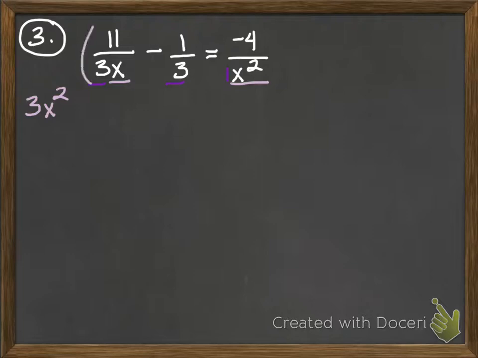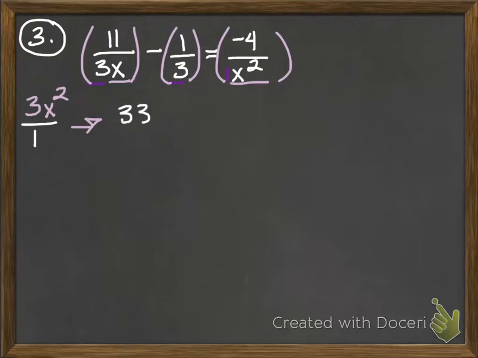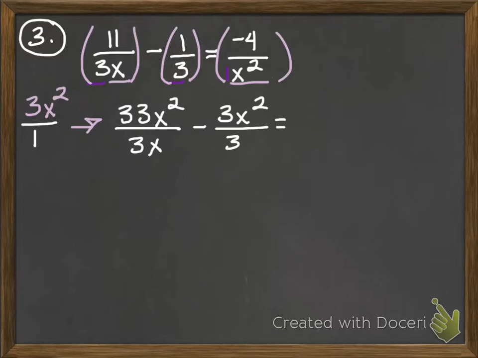So now we're going to go in and multiply my fractions. There we go. All right, so this is 3x squared over 1. So 3x squared times 11 is 33x squared over 3x. All right. 1 times 3x squared is 3x squared. 1 times 3 is 3. And 3x squared times negative 4x is negative 12x squared, and 1 times x squared is x squared.